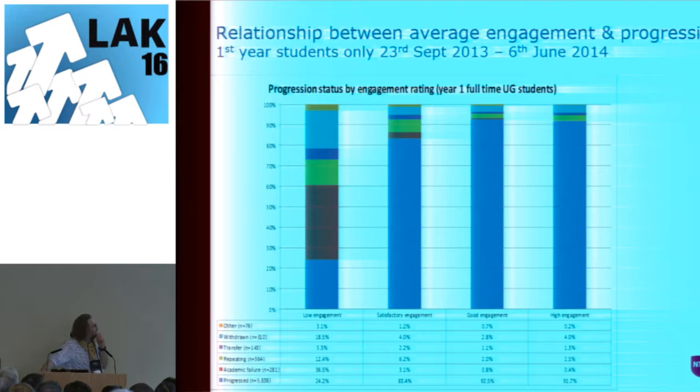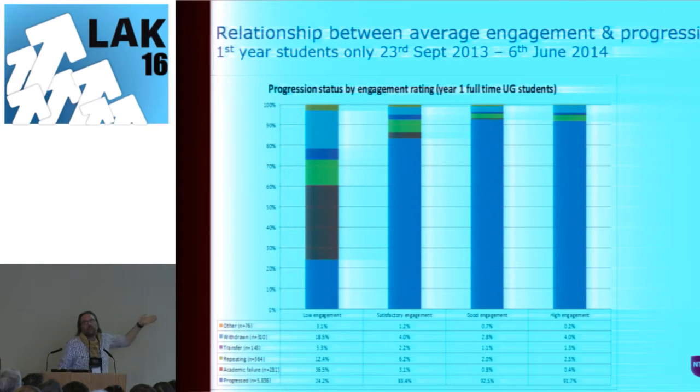I'm sorry, it's quite bitty on the screen, but just bear with me. This column here are students with low engagement. So if your average engagement over the course of the year was low, which means genuinely only a couple of touch points a week or even less as a student, the blue bit, just under a quarter of those students progressed cleanly from the first year through to the second year, just under a quarter. A bigger block had academic failure, were repeating, transferred or withdrawn, etc.